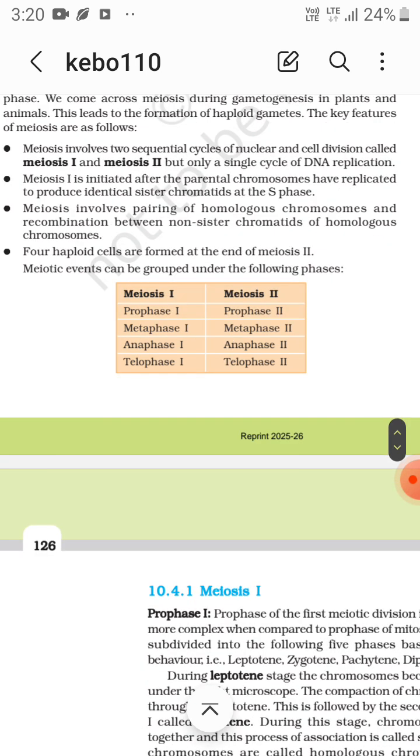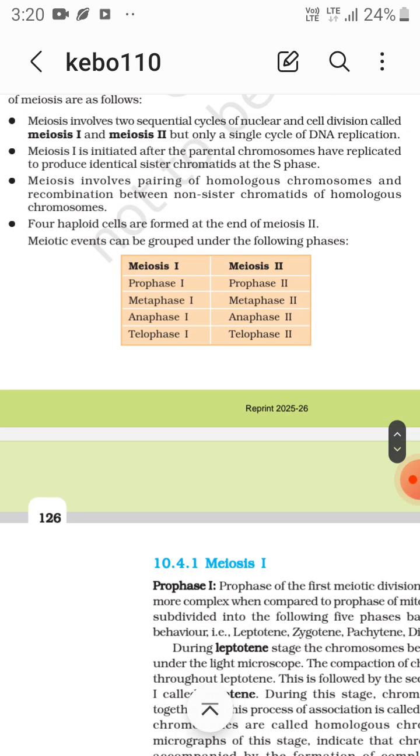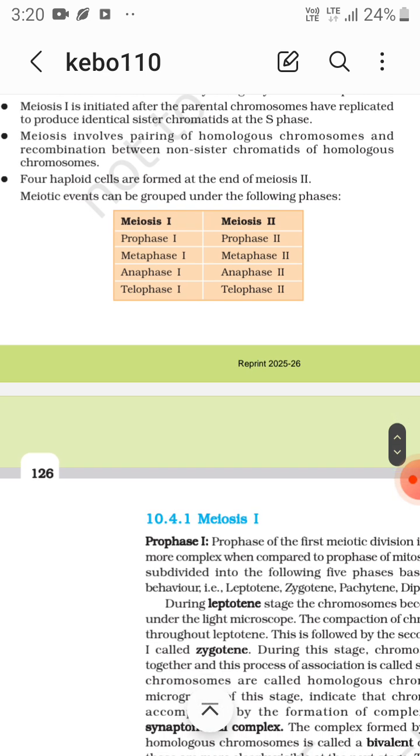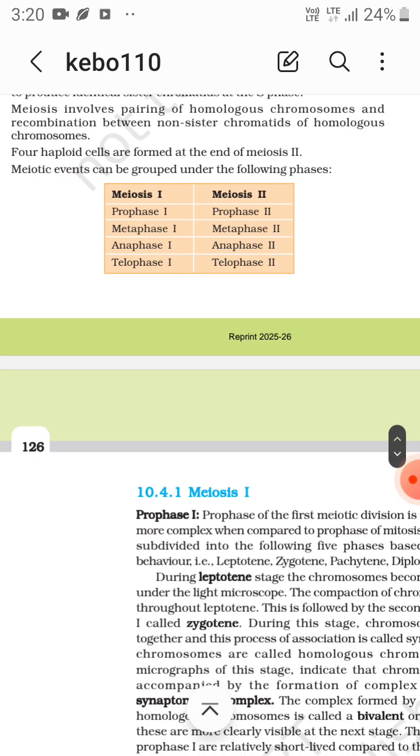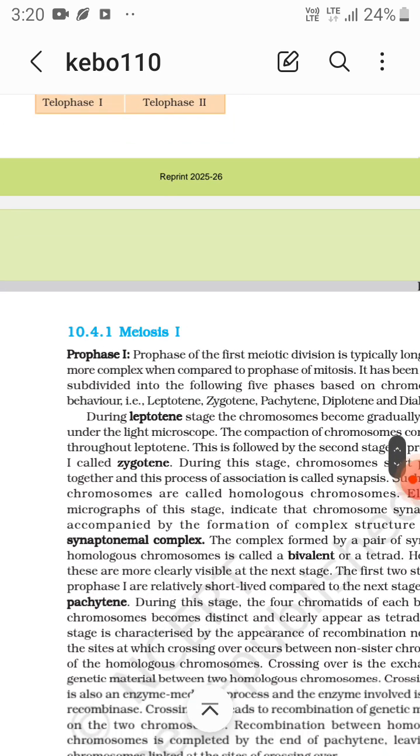Meiotic events can be grouped under the following phases: meiosis 1 and meiosis 2. Meiosis 1 has prophase 1, metaphase 1, anaphase 1, and then telophase 1. Same as meiosis 2: prophase 2, metaphase 2, anaphase 2, and then telophase 2.